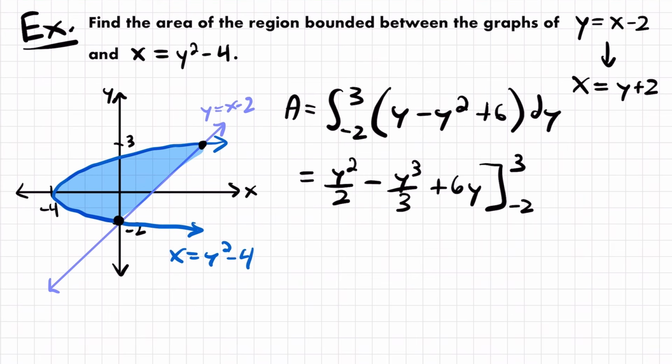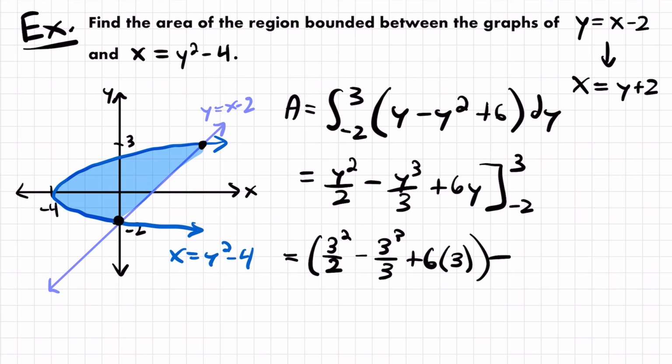Right? We just used the power rule of integration on y and y squared by adding 1 to the exponent and dividing by that new exponent. And then the integral of 6, which is a constant, is just going to be 6 times the variable of integration, which in this case is y. All right? And so let's evaluate this expression at 3 and then subtract the evaluation at -2. And so this will be equal to 3 squared divided by 2 minus 3 cubed divided by 3 plus 6 times 3, minus, -2 squared divided by 2 minus -2 cubed divided by 3 plus 6 times -2.